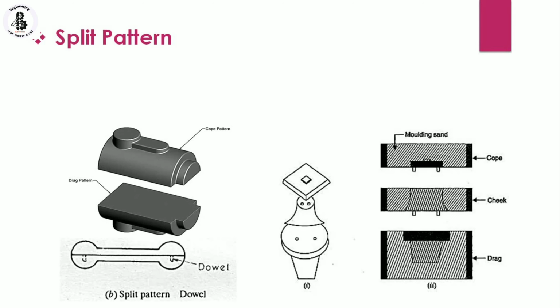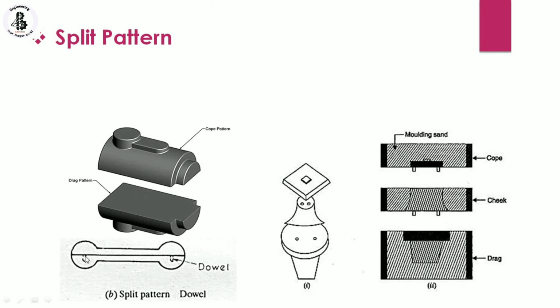Just look at the first figure. The one piece pattern is now converted into two pieces. The upper portion that is in contact with the cope is known as the cope pattern, and the lower part of the pattern is the drag pattern. By joining these cope and drag patterns, they are used to make cast products. There will be some complexity, so these two or three pieces, according to the requirements of shape and size, are joined to make a mold cavity.